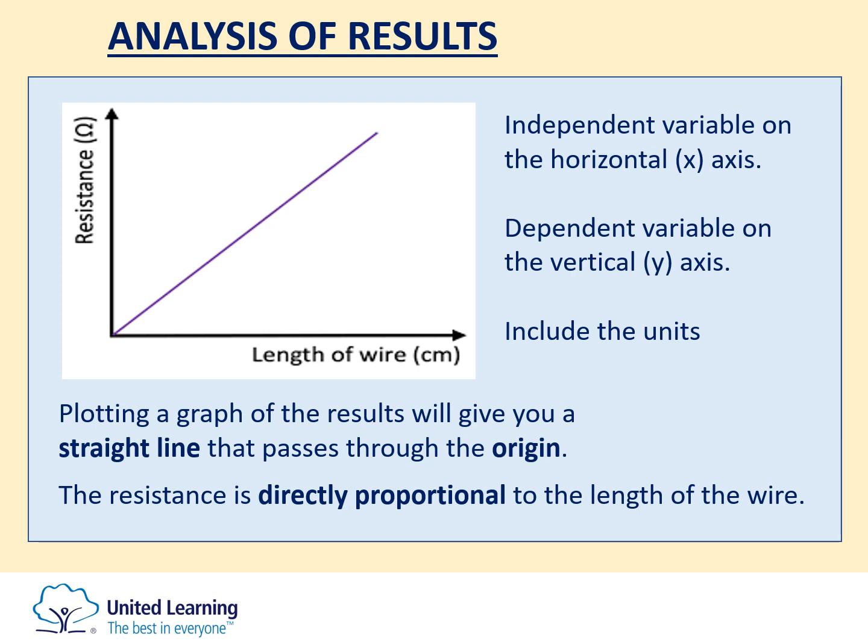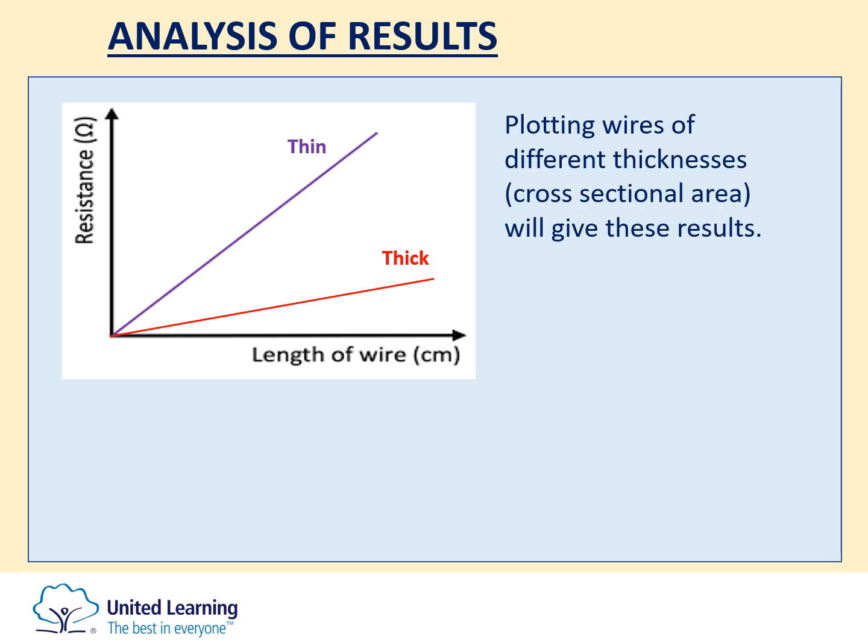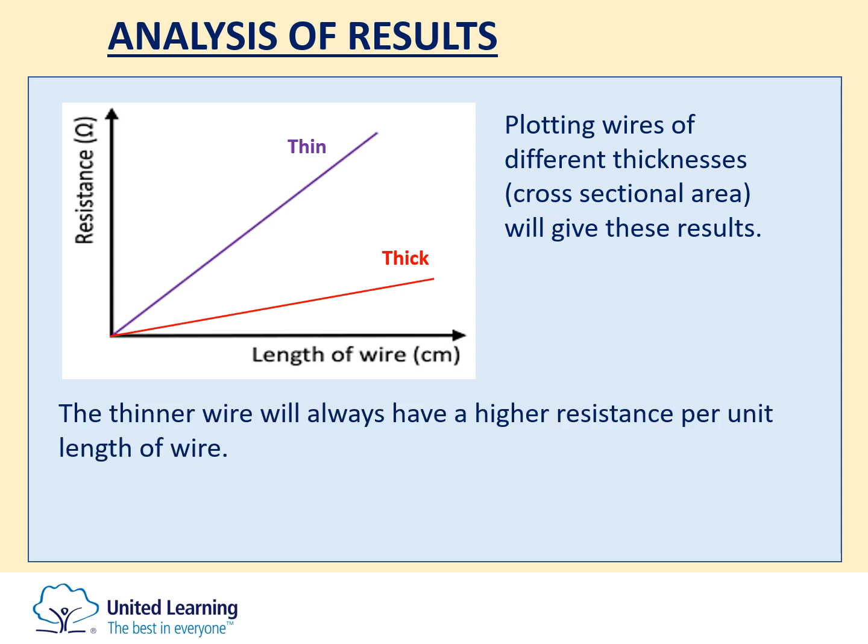If you've been asked to compare wires of different thickness, different cross-sectional areas, and you plot both sets of data on the same axes, you will find that you get two lines like this. Both are straight lines, both are through the origin, so both are directly proportional, but the thinner wire will have a steeper gradient, and that's because the thin wire has a much higher resistance per unit length than the thick wire does.